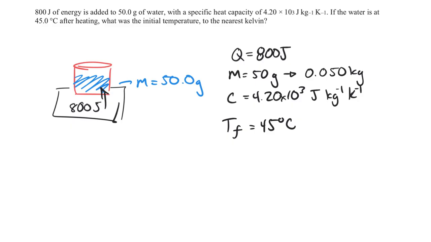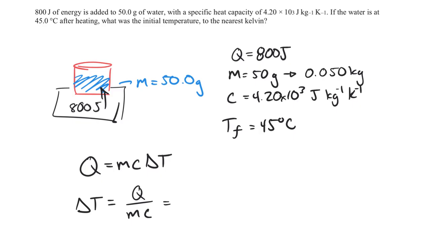So what I can do is just use specific heat capacity, which is Q equals mc delta T. I'm going to rearrange this and solve for the change in temperature, which is simply going to be the heat added divided by mc, which is 800 joules divided by 0.05 times 4.2 times 10 to the third. And when I get that, I'm going to get 3.8 degrees Celsius.